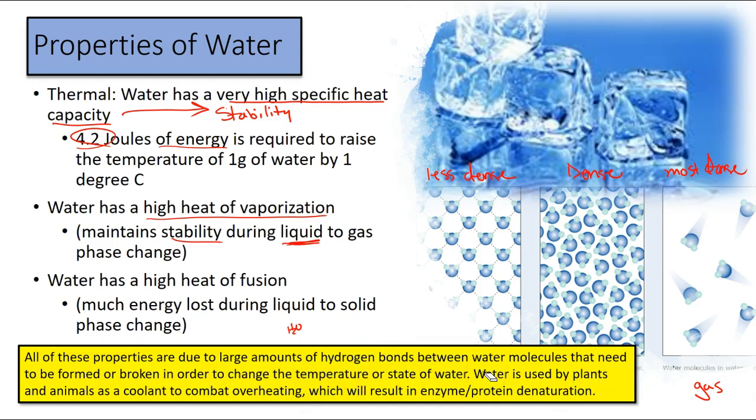Okay, so we've talked a lot about properties, and all of these properties are due to the large amounts of hydrogen bonds. We've talked in depth about what those hydrogen bonds are, where they're at, how they're formed, and those hydrogen bonds need to be formed or broken in order to change the temperature or the state of water. And water is used by plants and animals as a coolant to combat overheating. I talked about how sweating is the result of combating high core body temperatures, because if your core body temperature increases to an unsafe level, the proteins in the cells that make up your body tissues are going to start denaturing.